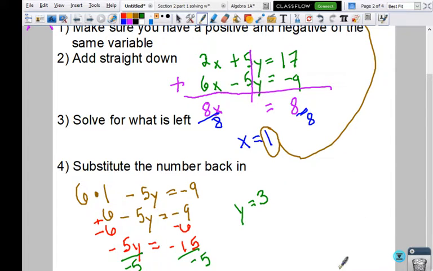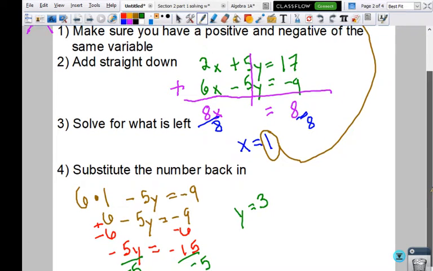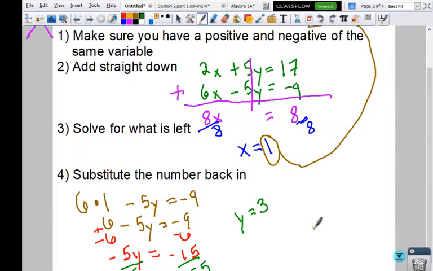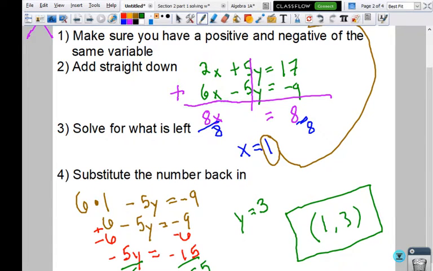Okay, I did all my work, but my answer isn't quite done yet. My answer needs to be in parentheses like we had up here: parentheses x comma y. If you don't have your parentheses, it's not technically right. So I'm going to go parentheses 1 comma 3, close parentheses like that. This is my final answer. This is my solution. These two lines cross at 1 comma 3.